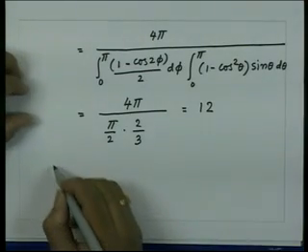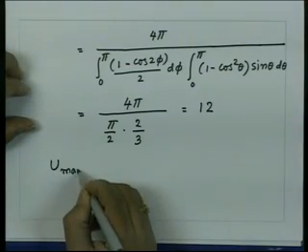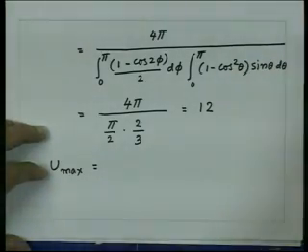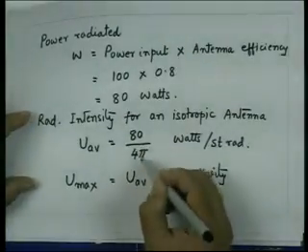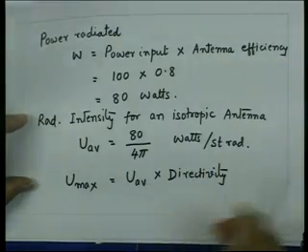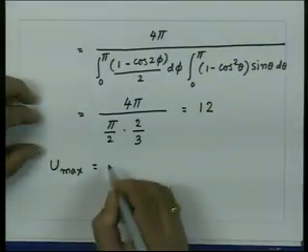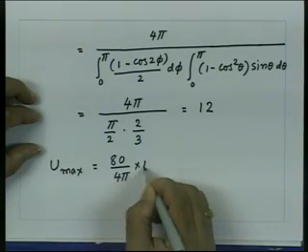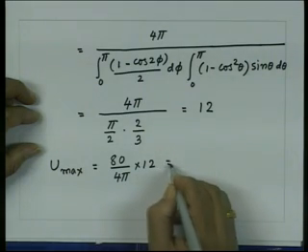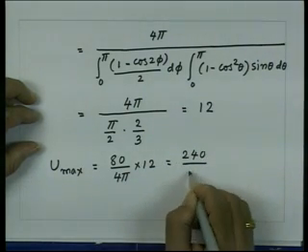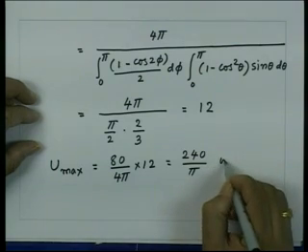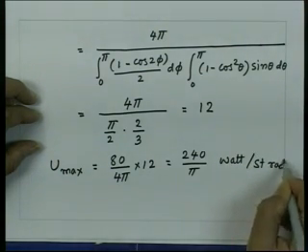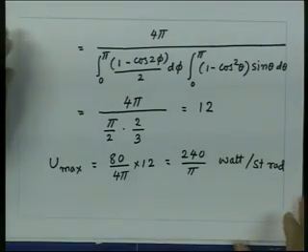Once you know the directivity, then now I can calculate the U maximum, which is the average radiation intensity, which is 80 upon 4 pi steradian multiplied by directivity, which is 12. So, from here we can get 80 upon 4 pi into directivity 12. So, that gives us 240 upon pi watts per steradian. That is the maximum radiation intensity which we get.